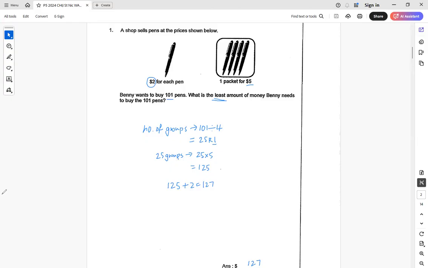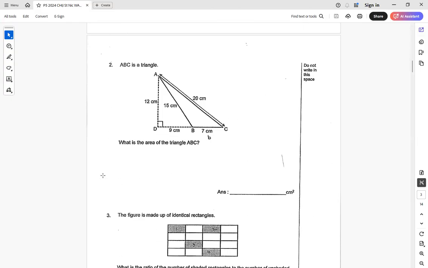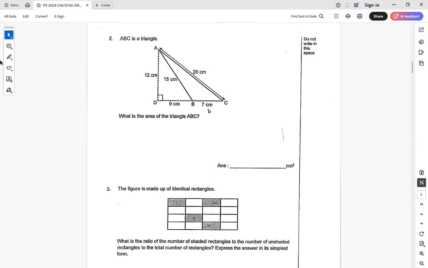Okay, let's move on to the next question. Question 2. ABC is a triangle. What is the area of triangle ABC? Okay, so recap. The area of a triangle is half times base times height. So looking at triangle ABC, if we choose 7 cm as the base, take note, we always have to choose the height that's perpendicular to the base. So please do not choose the 15 cm. We extend outwards. The height of the triangle will be 12 cm.